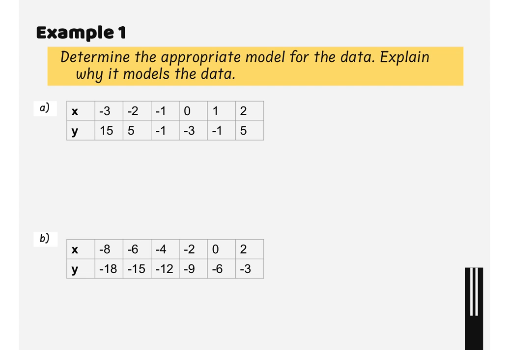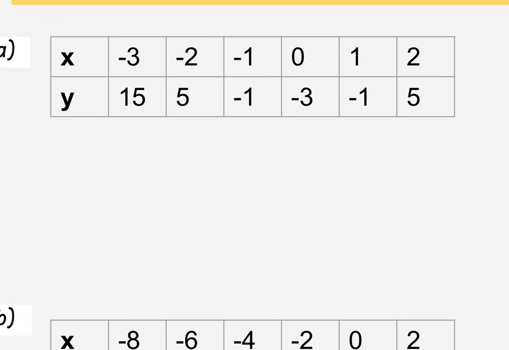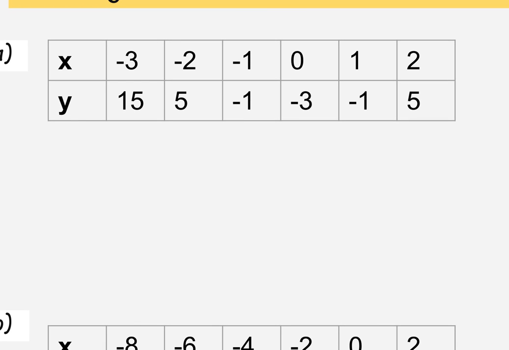So first thing you got to make sure is that your x interval is consistent. In that first x interval, I get -3 to -2 to -1, and it is consistent, going up by ones. If that's the case, I don't even have to put an over, right? I could just do 5 minus 15, -1 minus 5, -3 minus -1, -1 minus -3, and 5 minus -1. So I get -10, -6, -2, +2, +6. Already I would rule out what? Linear, because otherwise that would have to be the same, right?